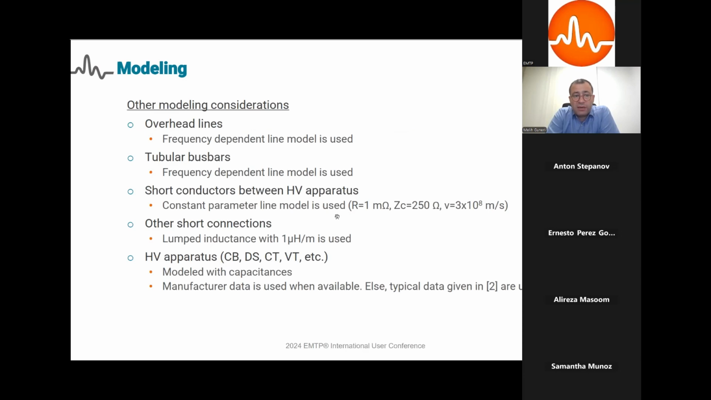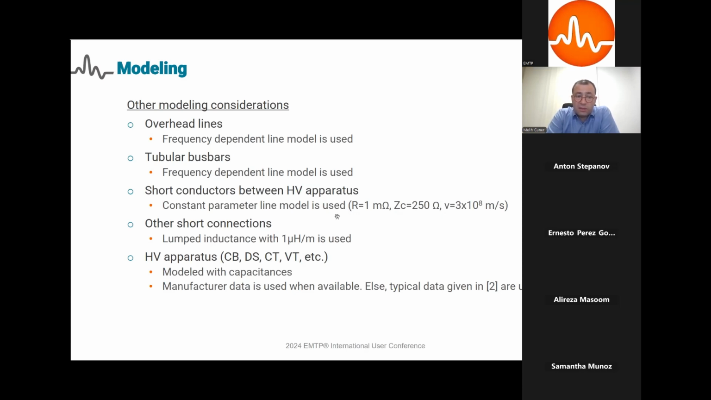And other modeling considerations. For overhead lines, we have used the frequency-dependent line model. We can use the wideband model as well. We have checked that there is no significant difference between these two, so we use the frequency-dependent model. Tubular bus bars of the substations: because the span of the feeder, the width of the feeder, is very large, the tubular bus bars become important.